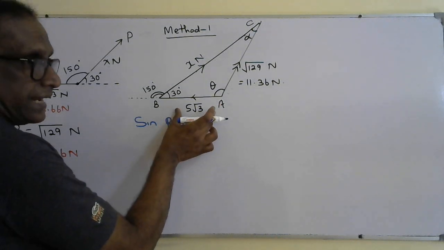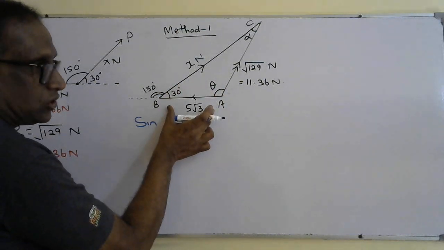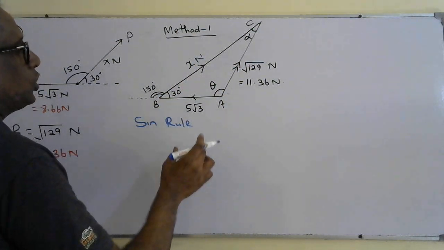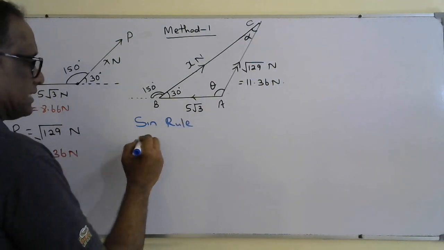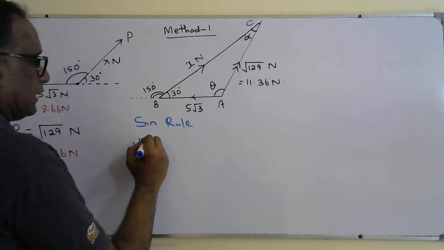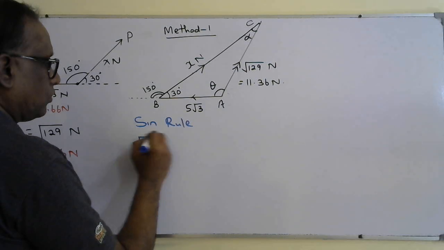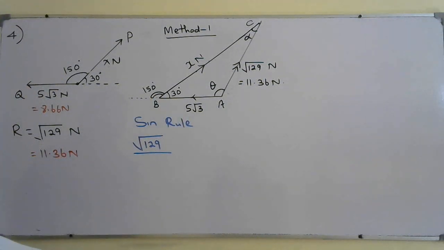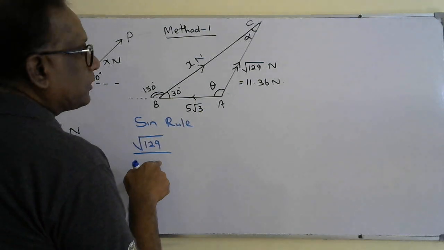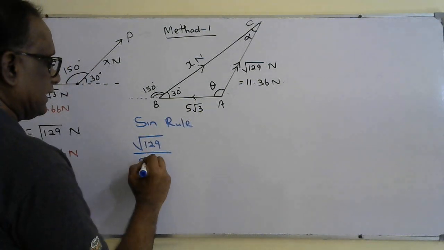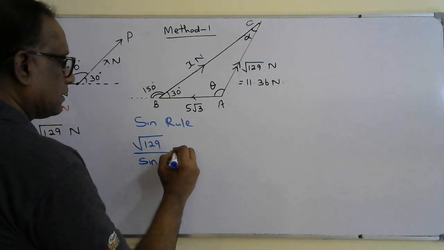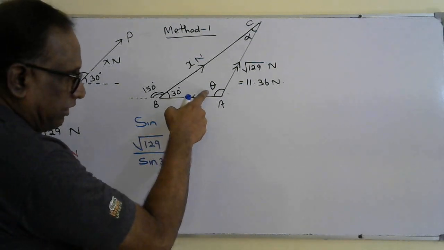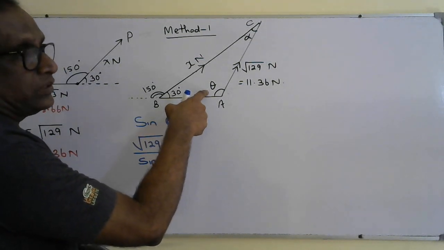A particular side over the opposite angle. So that means we know this length 11.36, or square root of 129, over sine theta, or sine theta over length. Either way you can use the sine rule. All are the same. So square root of 129 over sine 30 equals... if you want you can find this theta, but you will get an acute angle.